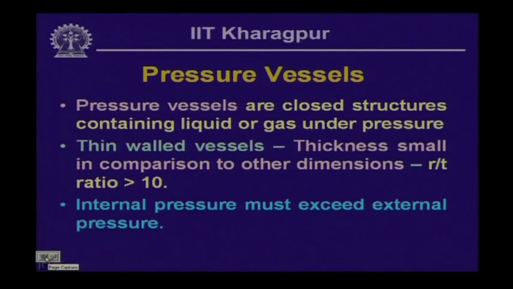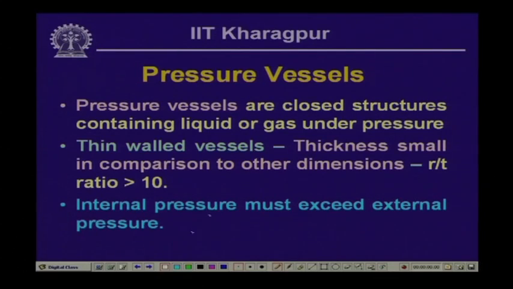Now, this is what is stated here, that pressure vessels are closed structures containing liquid or gas under pressure, and we have qualified the term pressure vessels with thin walled. This is very important because the thickness of the container wall is so small that the variation of the stress across the thickness is insignificant, and thereby we consider that there is a state of stress on the surface in two directions.